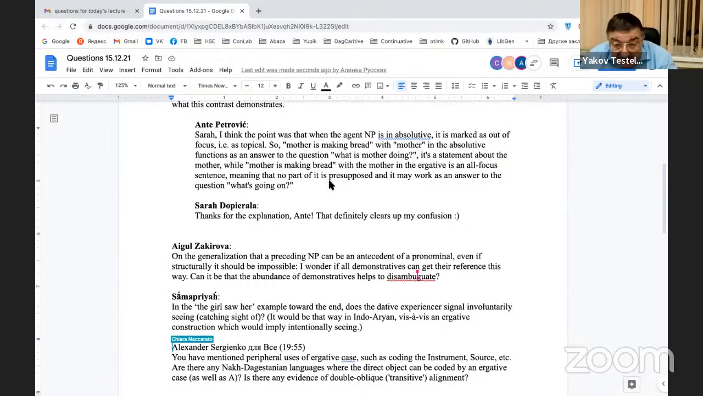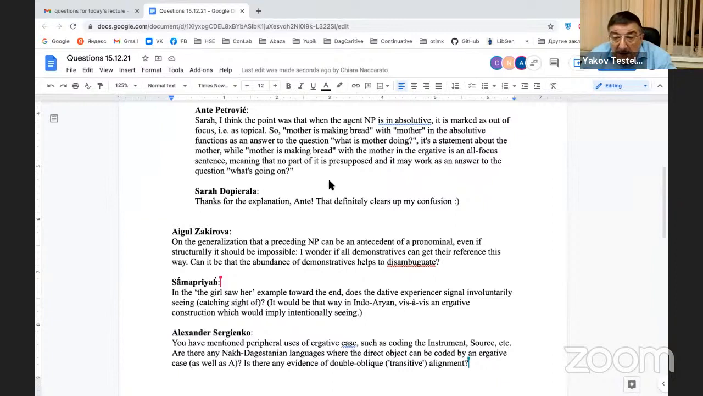Aygul Zakirova: on the generalization that the preceding NP can be an antecedent of a pronominal structure should be impossible, I wonder if all demonstratives can get their reference this way. Can it be that the abundance of demonstratives helps to disambiguate? Well, it may be so, because demonstratives, when used anaphorically in East Caucasian, are often used anaphorically and they are normally restricted, like mana in Sakur, for example, which is a demonstrative. Like in English, there are examples like "them" and "these" which are different because "these" cannot be anteceded in many cases. "These flowers are too expensive for me to buy them" is possible. "These flowers are too expensive for me to buy these," to my knowledge, is impossible.